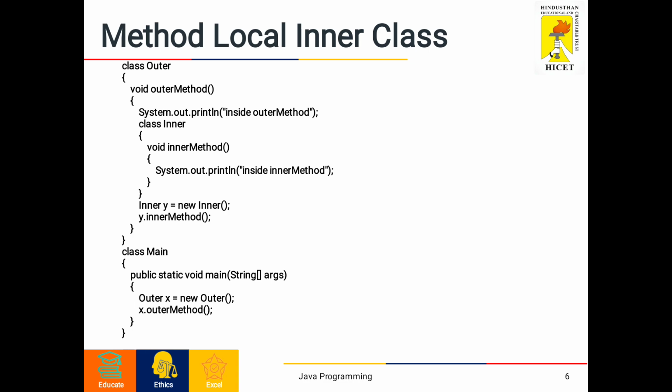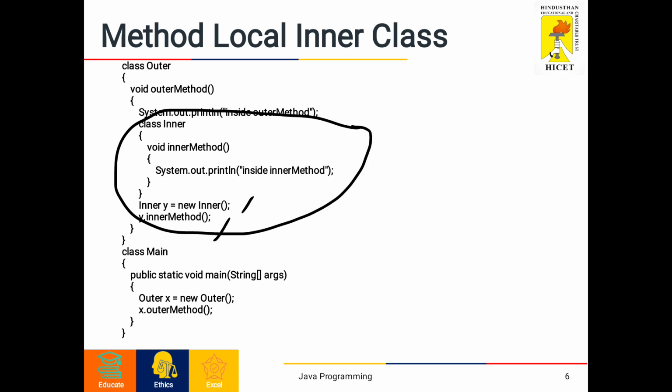The second type of inner class is called the method local inner class. As the name implies, the inner class is defined inside a method. Outer is an outer class having one method called outer method. Inside outer method, the class is defined, and in turn we are creating an object for the inner class inside the method itself, and with the help of the inner class object, we are calling the inner method.